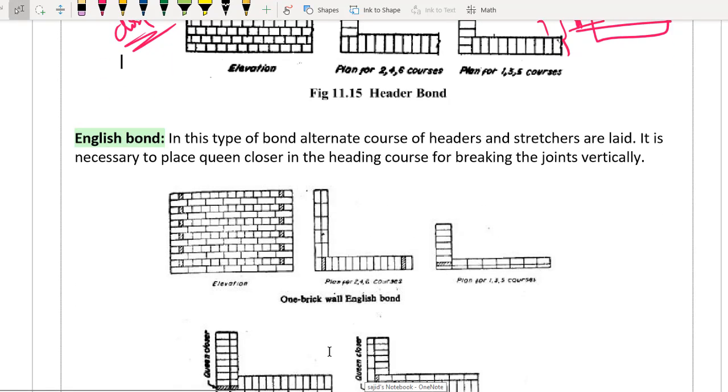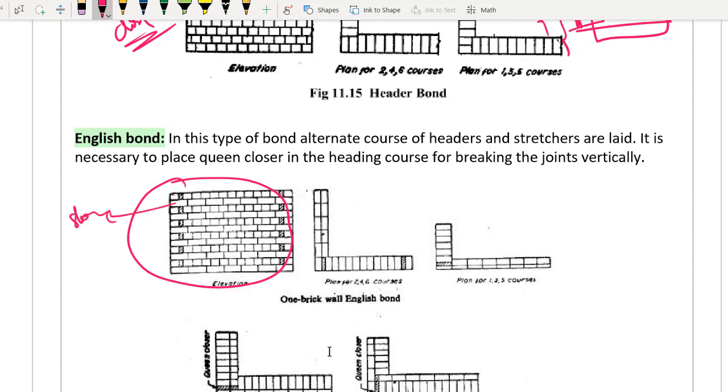Next we have English bond. See, in English bond, diagram देखिएगा आप, diagram देखिएगा. What we are using is alternate layers. यहाँ पे है stretcher bond and यहाँ पे है header, right? We are using alternate layers. In this bond, alternate courses of headers and stretchers are laid.